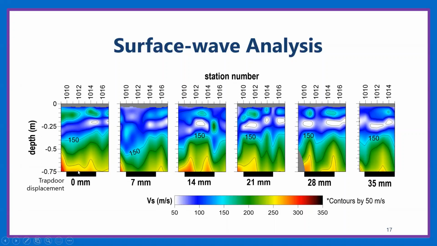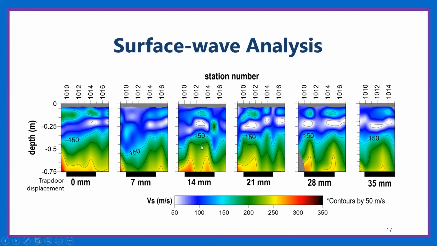So after moving the trapdoor downwards 7 millimeters, this black box represents the placement of that trapdoor at the bottom of the box. After 7 millimeters of movement, we see a change in the velocity structure. So the right side that I'm circling actually stays kind of the same as it did before, but you'll notice that on the left side of the trapdoor, you actually see a drop in shear wave velocity. So this 150 contour hopefully helps guide your eye to see these changes. So again, we see a drop in shear wave velocity on the left side.